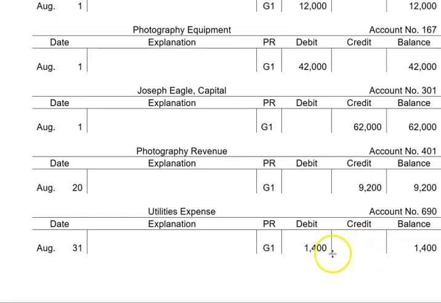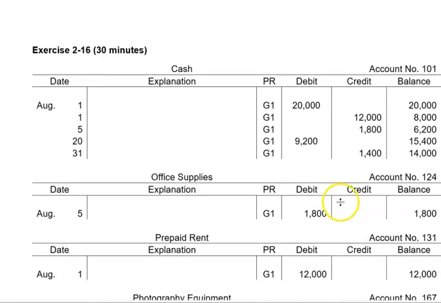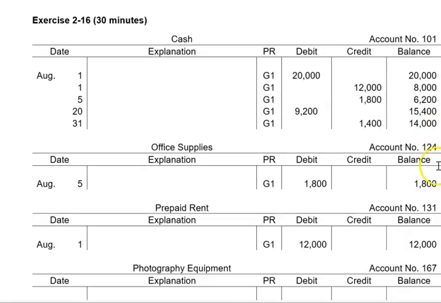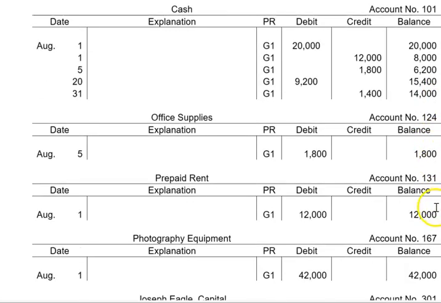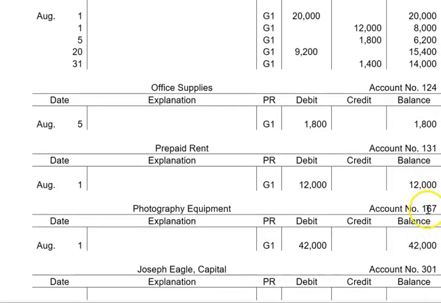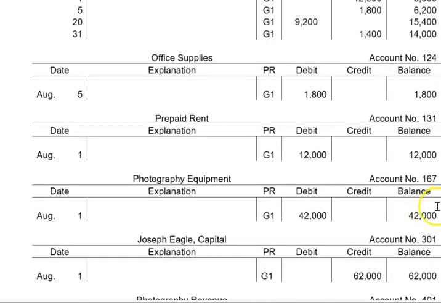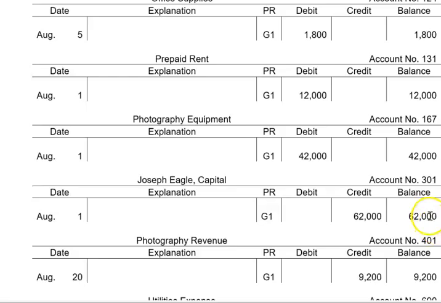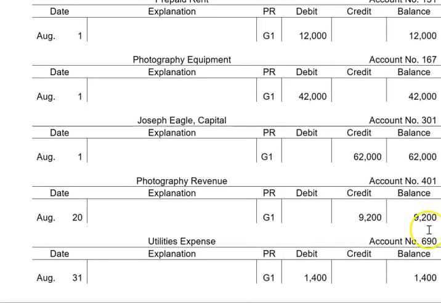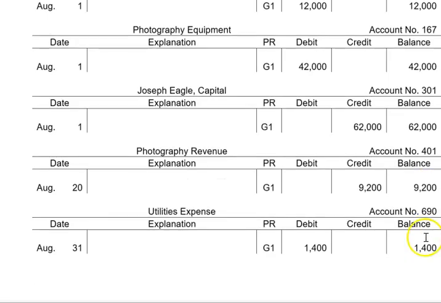And then we have utilities expense of 1,400. So again, because you were keeping score of the overall balance after every entry, we now have our ending balances. Okay, so cash, we have an ending balance of 14,000. Office supplies, 1,800. Prepaid rent, 12,000. Photography equipment, 42,000. Capital, 62,000. Revenue, 9,200. And utilities expense, 1,400.